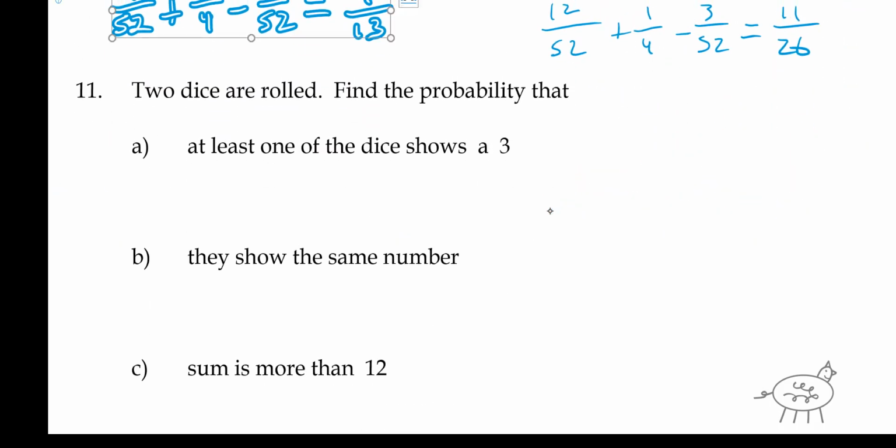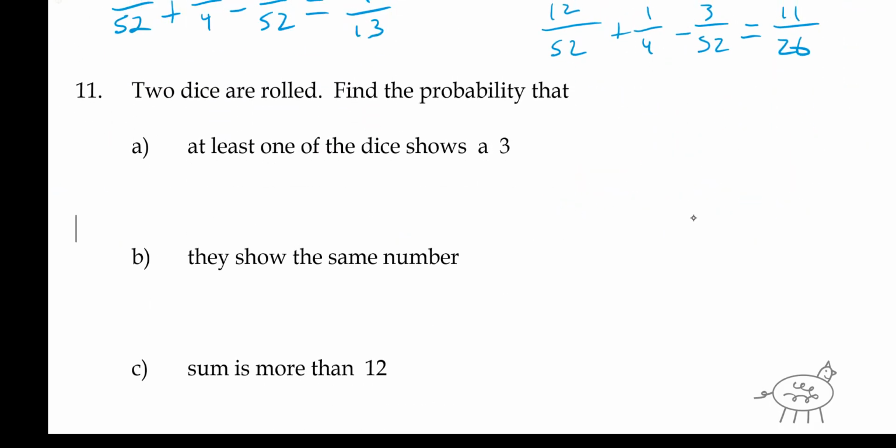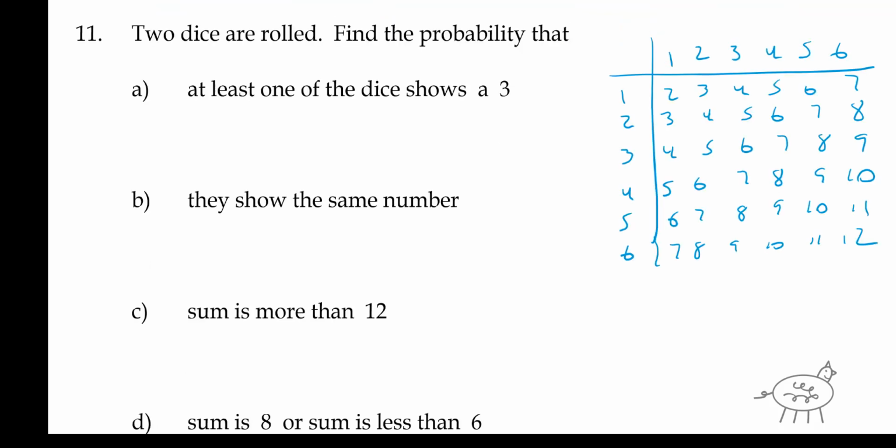Okay, 2 dice are rolled. Find the probability that at least one of the dice shows a 3. So I'm just going to copy this dice chart here. Give me a moment. Okay, so we have our dice chart here. So what's the probability of at least one of the dice showing a 3?